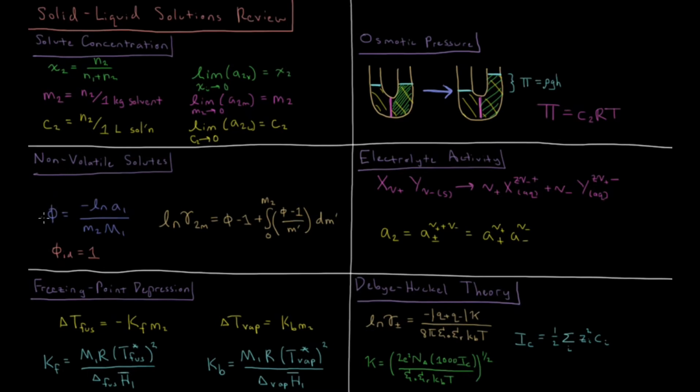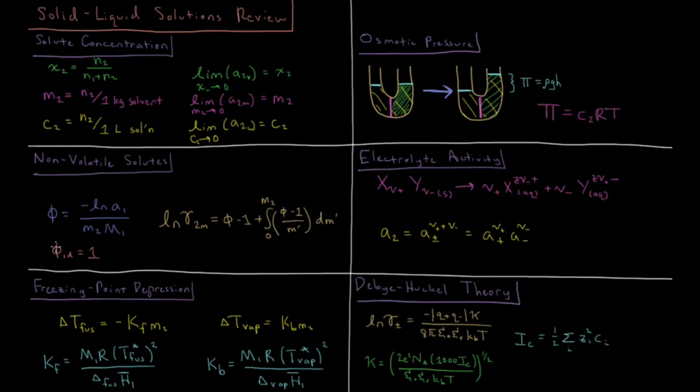So we can define the osmotic coefficient phi here. The osmotic coefficient is minus natural log of the activity of the solvent divided by the molality of the solute times the molar mass of the solvent. The activity of the solvent comes from measuring its vapor pressure, which we can do very accurately since the solvent almost has a mole fraction of 1. And we get this osmotic coefficient.